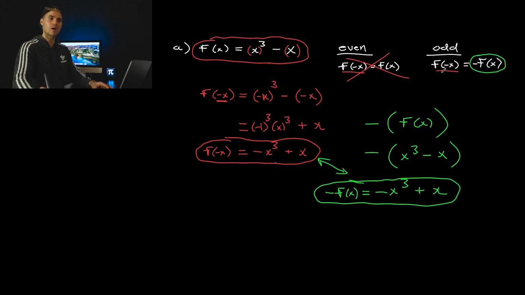Right? And so this property holds, and so we know that it is an odd function. We just showed that f of negative x is equal to negative f of x. All right, so that is the flow of work with these types of questions.